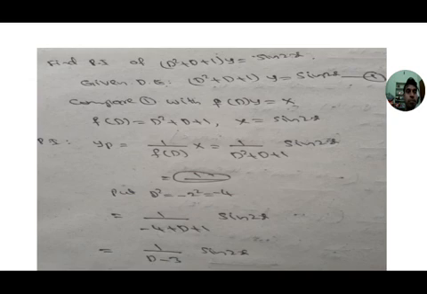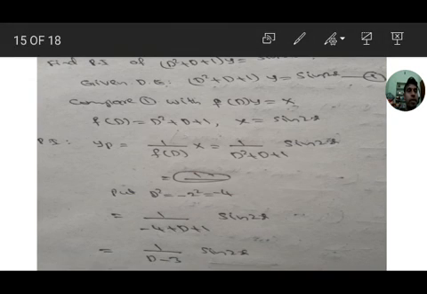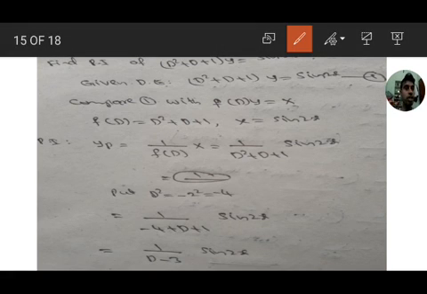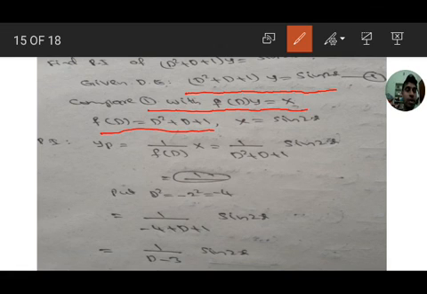Okay, next problem. Find the particular integral of (D² + D + 1)y = sin 2x. So given differential equation (D² + D + 1)y = sin 2x. Compare the given equation with f(D)y = X. We get f(D) = D² + D + 1, X = sin 2x.